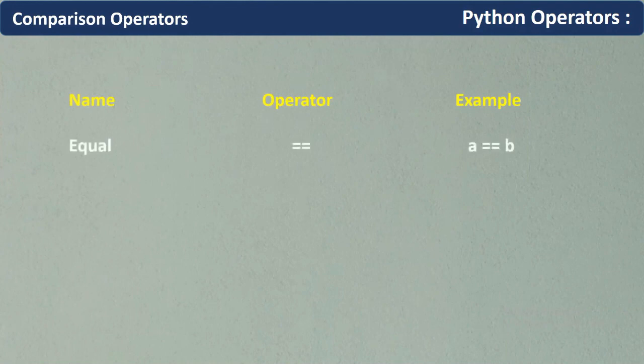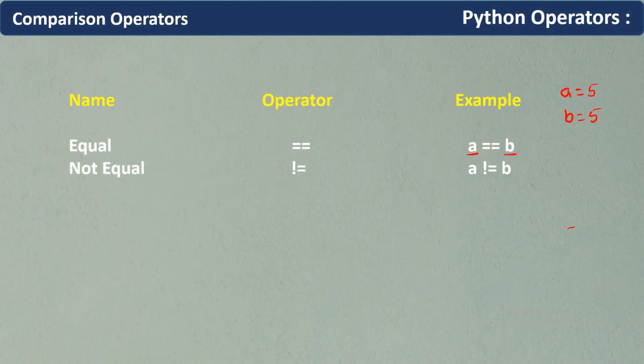So the first one is the equal operator. Here you see two values whenever you want to compare. That means whether they are equal or not. Its meaning is whether the content of A and the content of B are both the same or not. For example, A equal to 5, B equal to 5. Now both contents are the same, right? So whether both contents are the same or not, for that purpose we are using the equal operator.